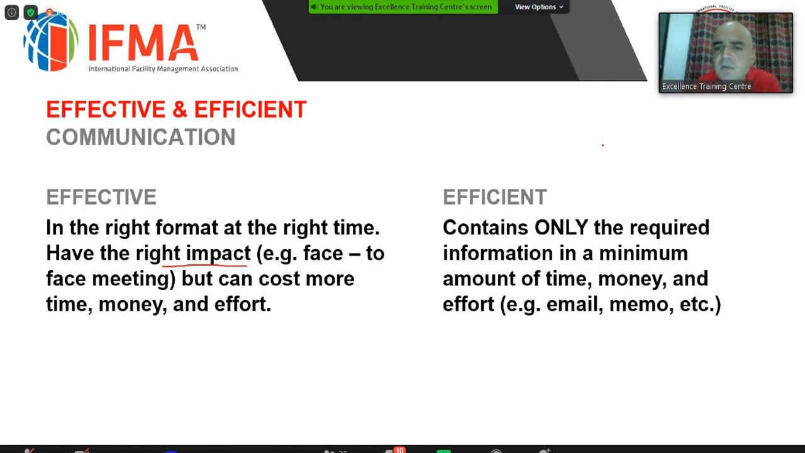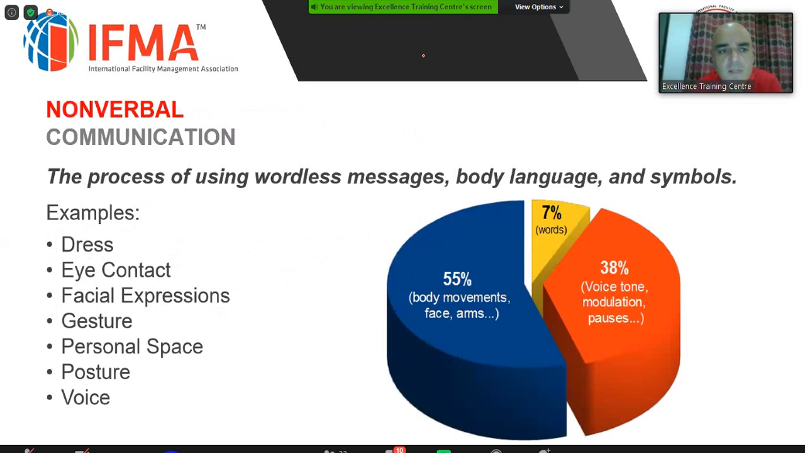So efficient means that it contains only the information required in a minimum amount of time, money, and effort. So examples: email, memo, WhatsApp message, or whatever. So this is the difference between effective and efficient.